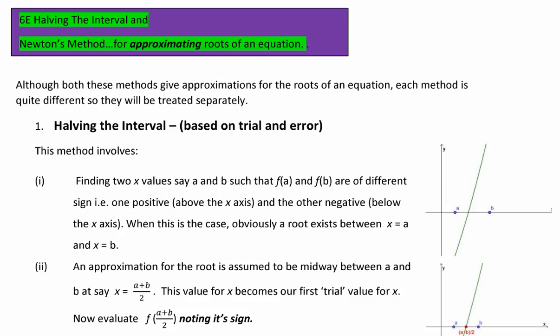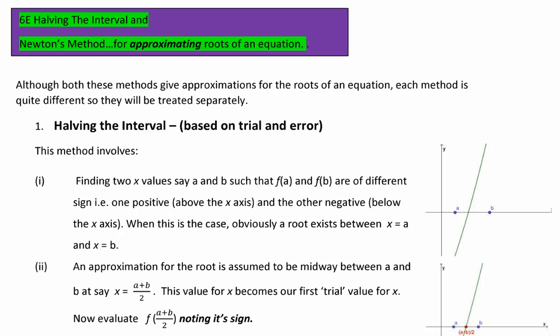In this video, we're going to look at, as the title suggests, two methods. One's called halving the interval and the other one's called Newton's method. We're looking at these two methods and how we can use those to find approximate roots of an equation.